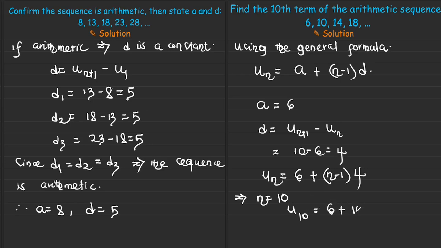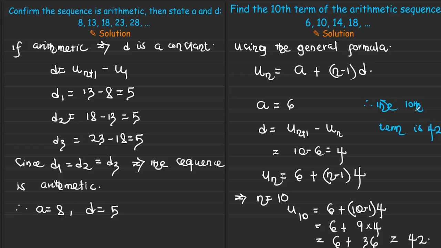6 plus (10 minus 1) times 4. 10 minus 1 gives us 9. So we have 9 times 4, which is 36, so 6 plus 36, and that gives us 42. So we can conclude by saying, therefore, the 10th term is 42. As simple as that.